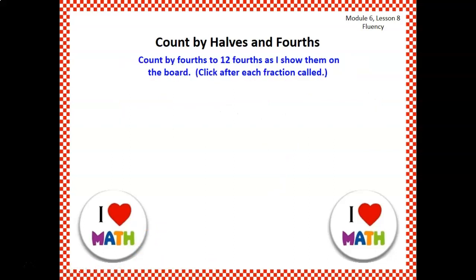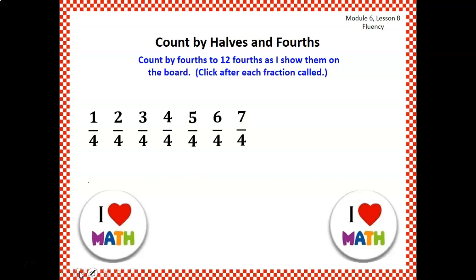Now we're going to count by fourths, halves and fourths. Let's count by fourths, all the way up to 12 fourths. Ready? Oops. Hang on. 1 fourth, 2 fourths, 3 fourths. Now you go. Say it out loud. 12 fourths.